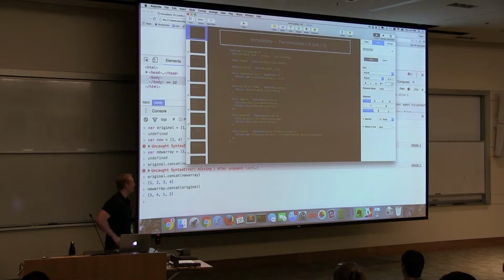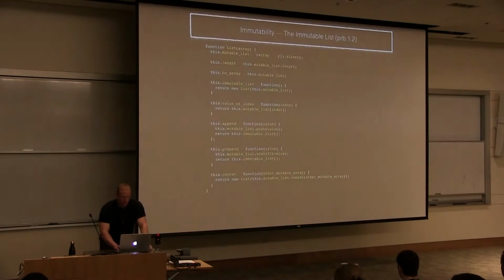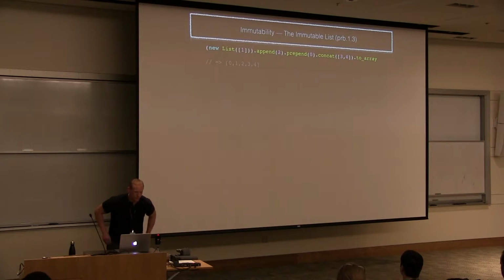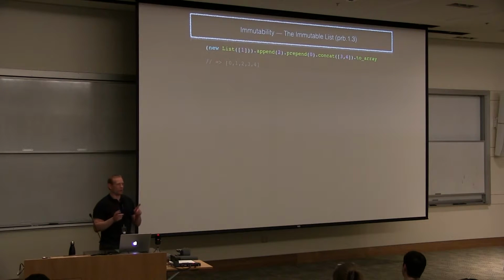If we get there, we're going to come back and modify this after the fact and make this more useful. But what this does allow us to do now that is rather nice is this. New list, we pass in an entry of 1. We're going to append a 2 to it, prepend a 0 to it, and concat it with a 3, 4. You notice we're chaining those calls, and we get 0, 1, 2, 3, 4.